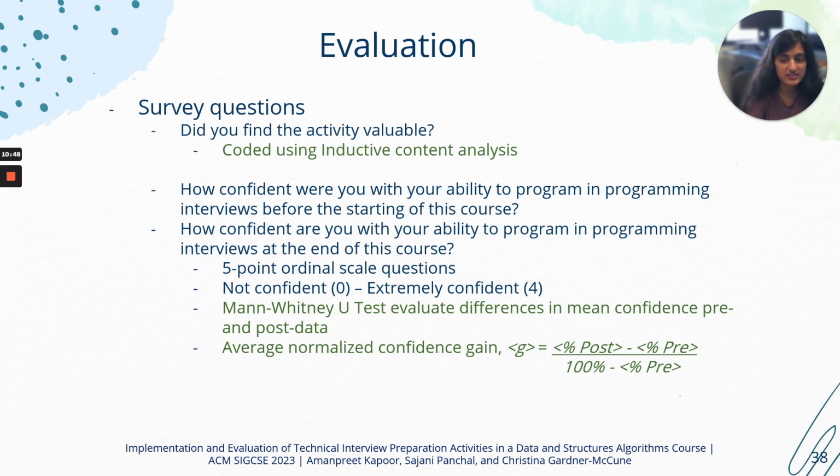However, after this analysis, we found that students' pre-confidence levels were different between the 2 groups. And hence we used average normalized confidence gain, which is computed as per this formula: the difference between average post and average pre, divided by 100 minus average pre.